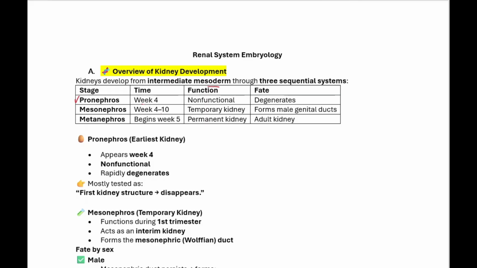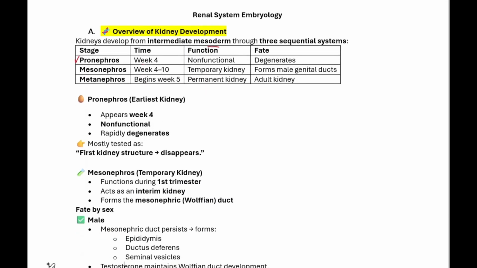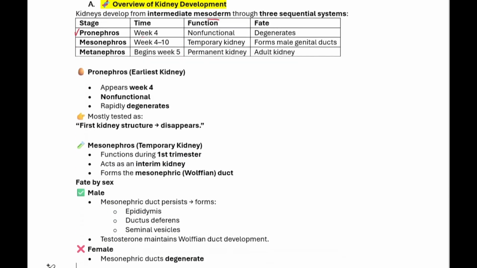And the last one is the metanephros. This usually begins by week 5, and this is what is going to form the permanent kidney, which is the adult kidney. And then let's go through these stages one by one.